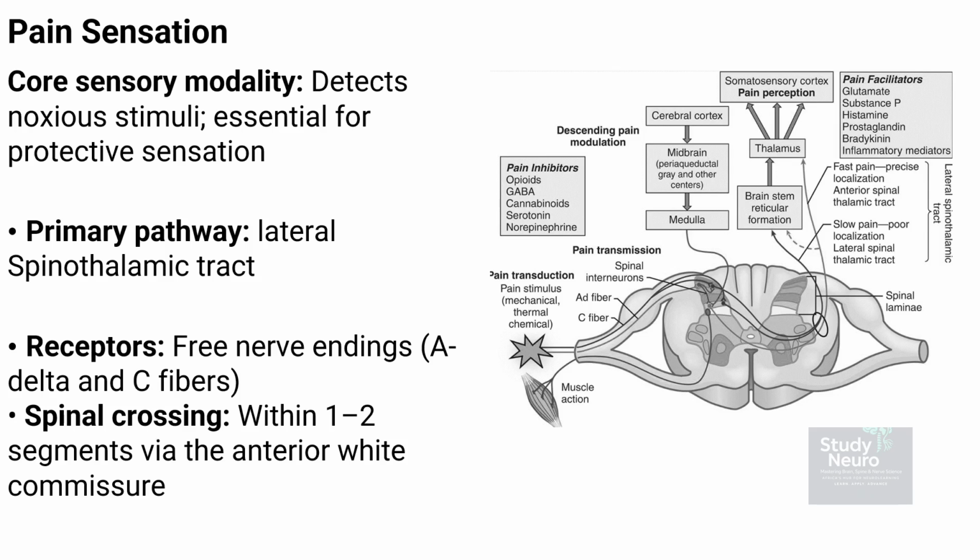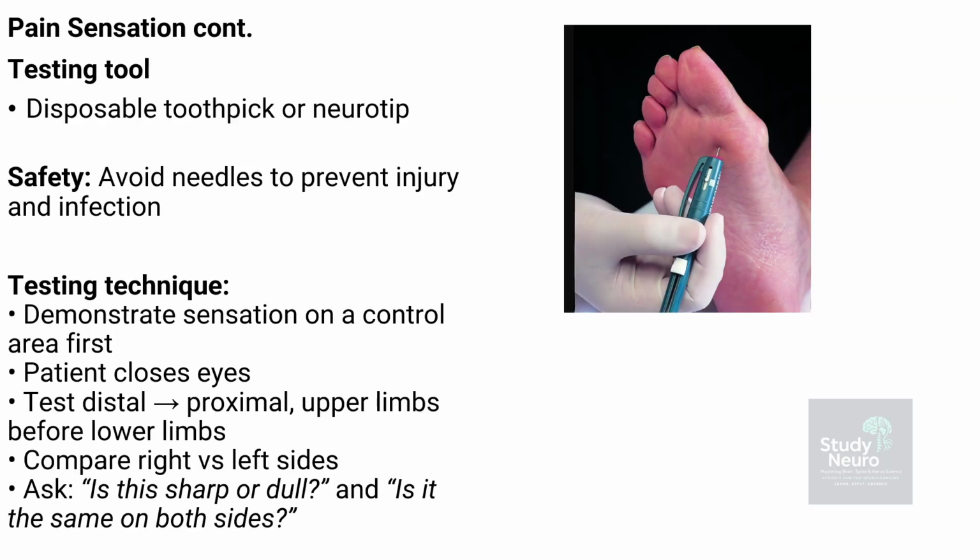We begin the sensory examination with pain sensation, as it is the most important protective sensory modality. Pain allows the patient to recognize harmful stimuli and is therefore assessed first. This modality is carried mainly by the lateral spinothalamic tract via A delta and C fibers, which cross within 1 to 2 spinal segments after entering the spinal cord. Pain sensation is tested using a disposable toothpick or neurotip. Needles should be avoided to reduce the risk of injury and infection.